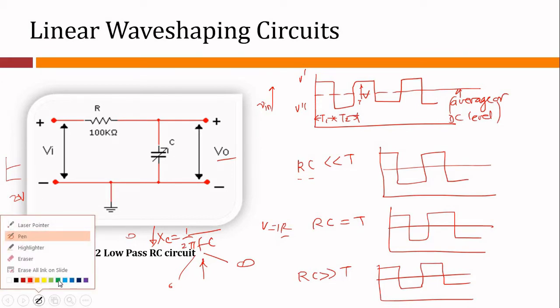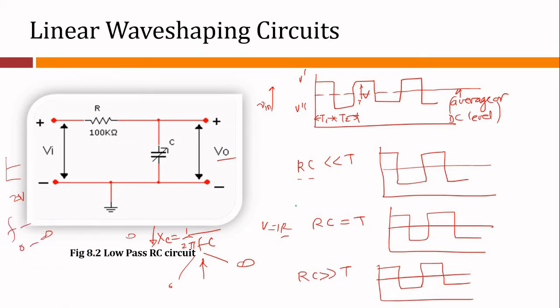Now, what if I take RC very much less than T? Then in that case, we are going to get this as the output.